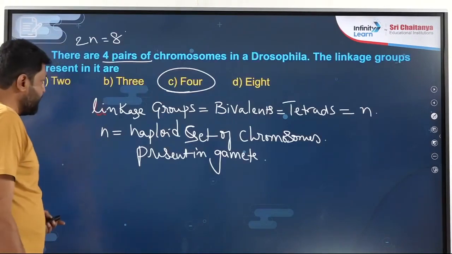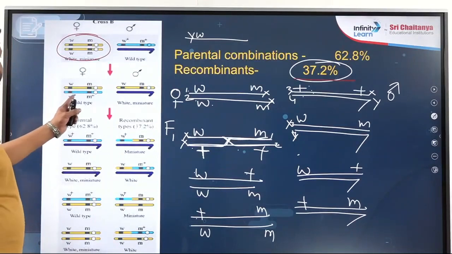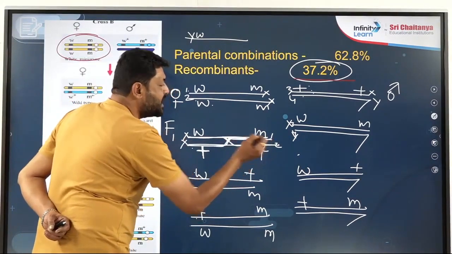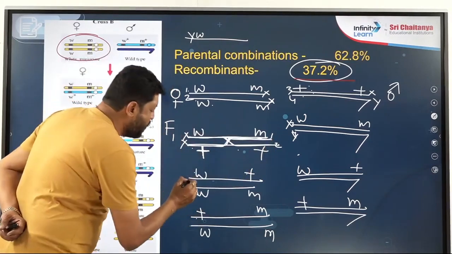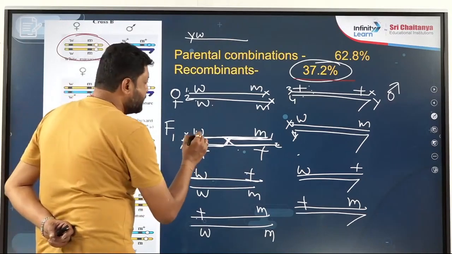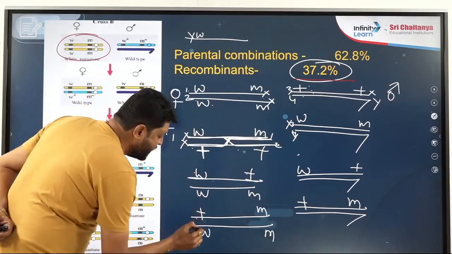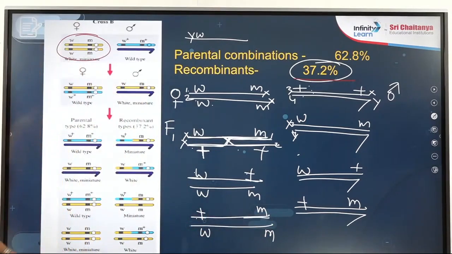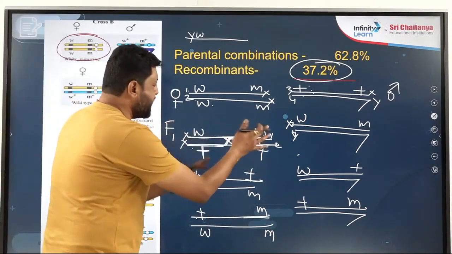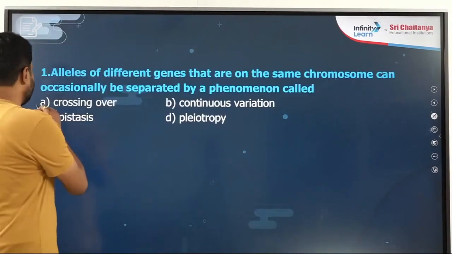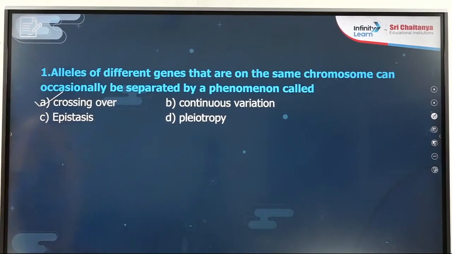The second question: alleles of different genes on the same chromosome can occasionally be separated by a phenomenon called what? Just now we have seen cross B. Earlier, the W and M genes were present on the same chromosome. Now, W-plus and M came. Earlier plus-W and M were on the same chromosome; now plus and miniature are on different chromosomes. It means linked genes can be separated by, no doubt, crossing over only.